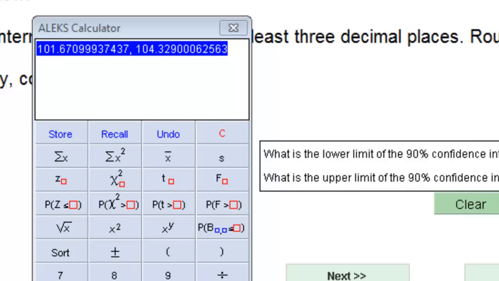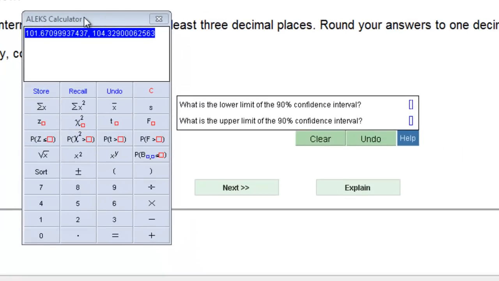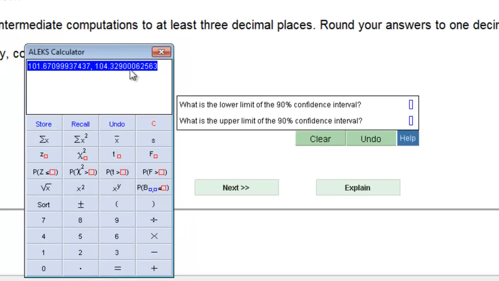The two numbers are 101.671, I have to go to 3 decimal places, and 104.329. And that's it.